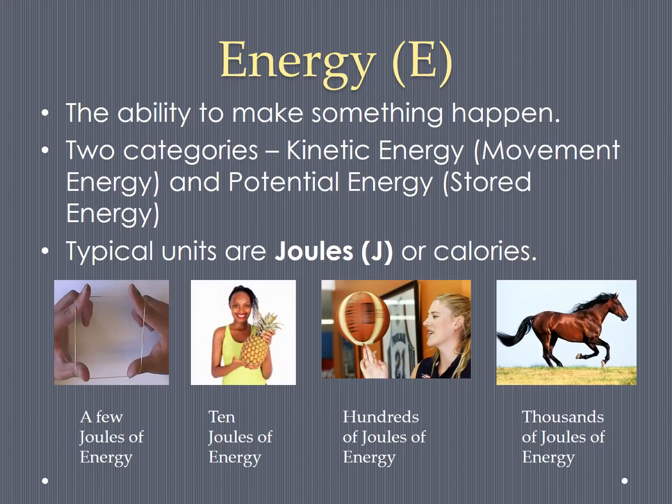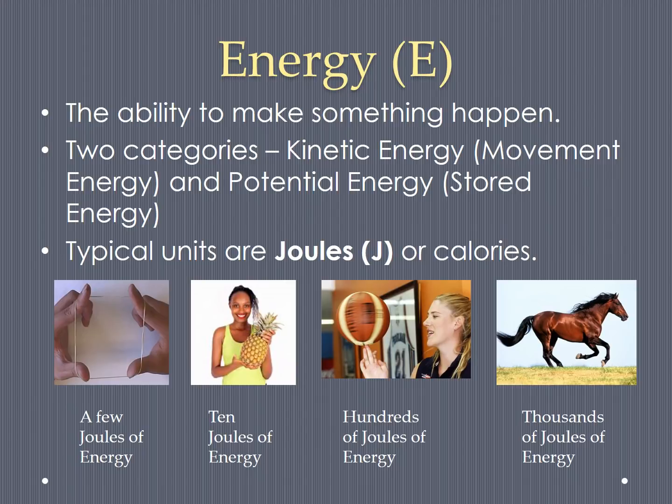So we've got a couple pictures down here of objects that have either potential or kinetic energy. On the left, you see a stretched out rubber band, and that has potential energy in it, a couple of joules of potential energy. It's stretched out, and once you let it go, it'll eventually turn into kinetic energy, but that few joules of energy is stored in there. Then there's a pineapple. A pineapple has about 10 joules of stored energy in it, so that's potential energy again.